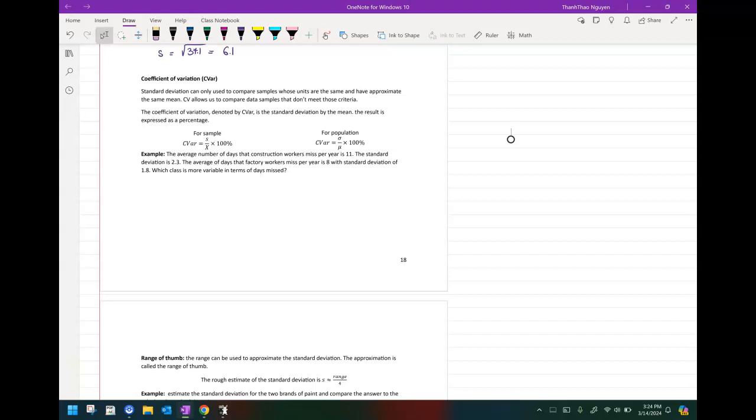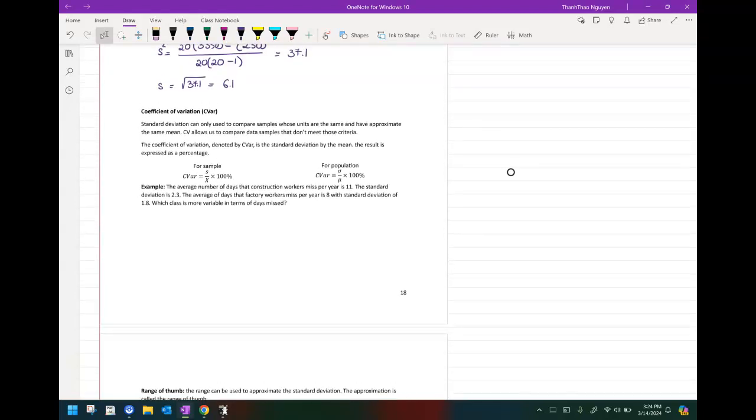The average number of days that construction workers miss per year is 11. The standard deviation is 2.3. The average number of days that factory workers miss per year is 8, with a standard deviation of 1.8. Which class is more variable in terms of days missed?